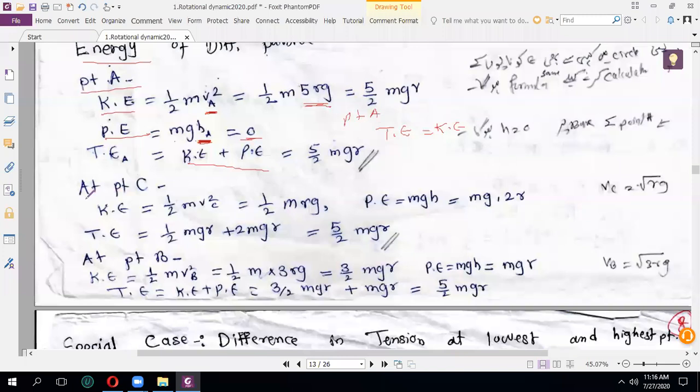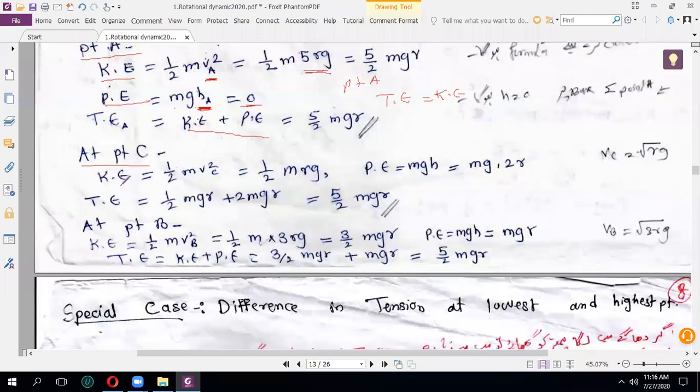Now we calculate the energy at point C. Kinetic energy is half m v square C. We know v square C is Rg. Second, we calculate the potential energy at point C: mgHc. We know the height Hc is 2R, so it becomes mg2R. Now we find the total energy. Total energy is kinetic energy plus potential energy, so half mgR plus 2mgR. Now calculate this part. What we get is 5 upon 2 mgR.